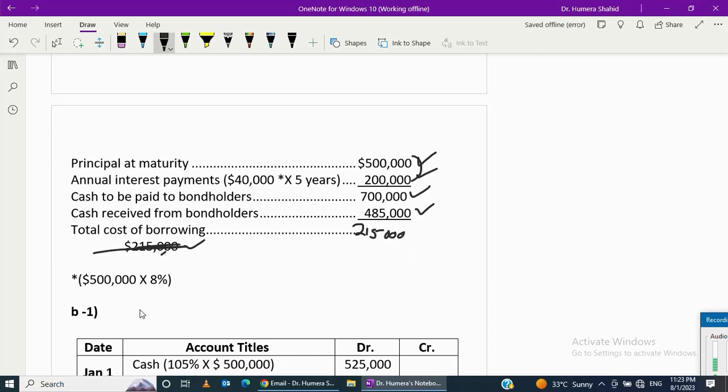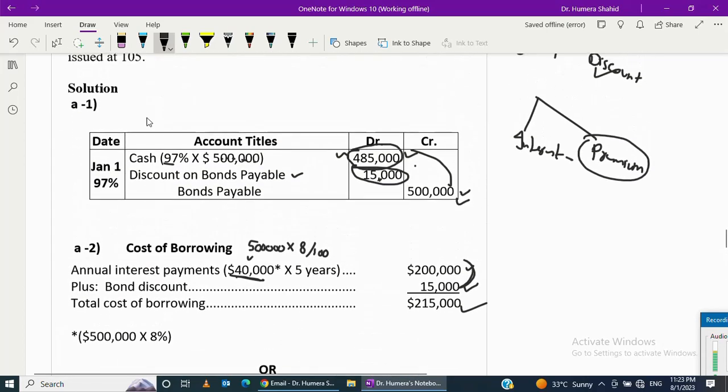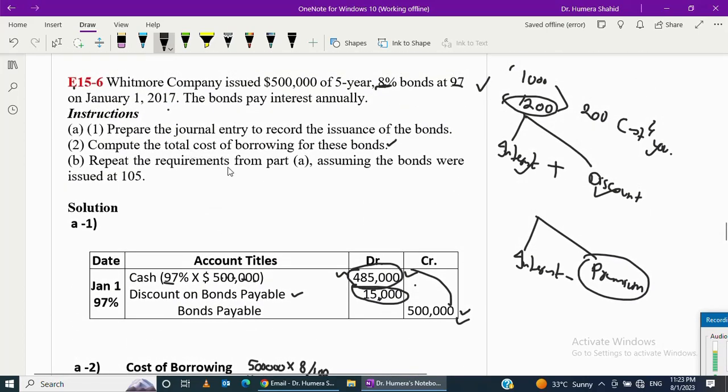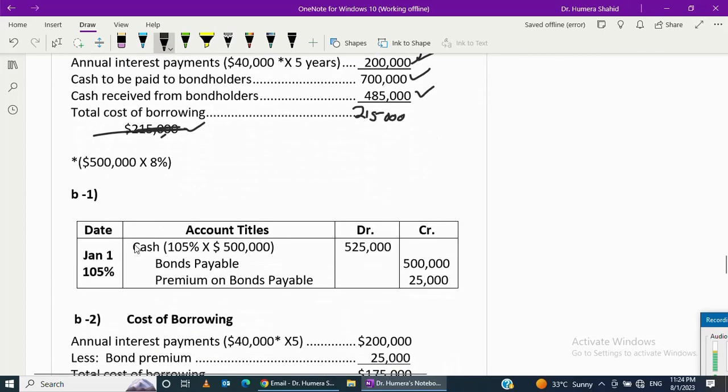Okay, let's move on towards part B. Part B says to repeat the requirements from part A. So these two requirements: journal entry for the issuance and cost of borrowing. What is changed? Assume that the bonds were issued at 105. 105 is above 100%. It means you issued them at premium. So let's record the journal entry first.